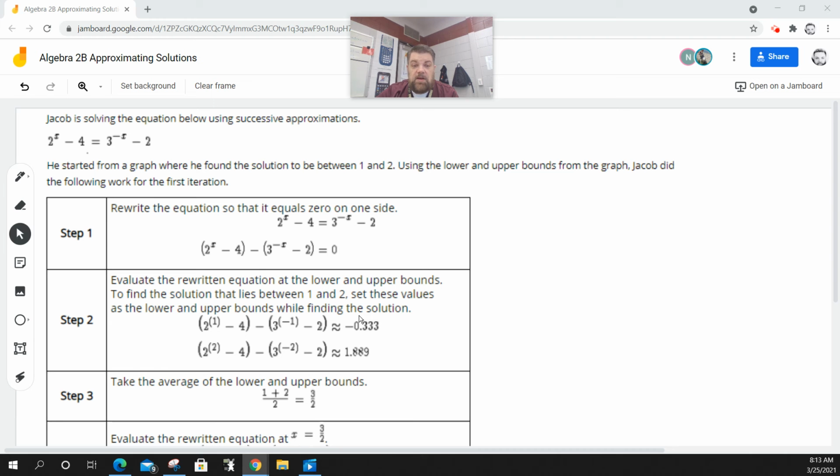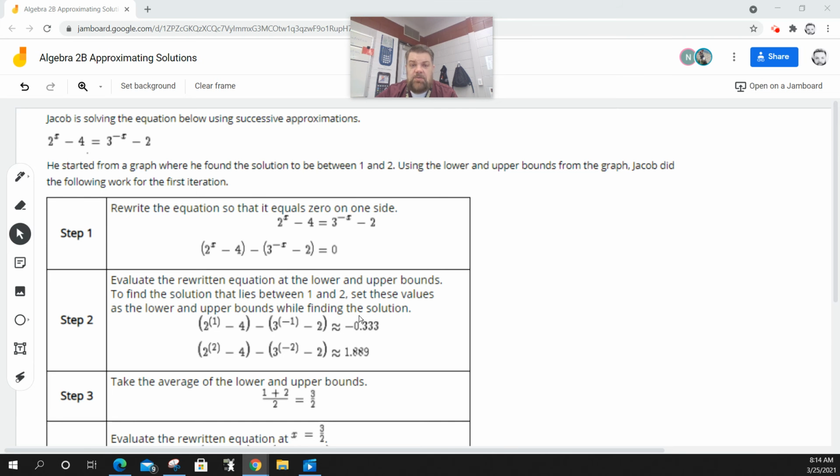So he set his upper bound to 1 and evaluated at 1. Oh, no, I'm sorry. Step 1, he set the equations equal to each other, then solved for 0. Then he evaluated it in step 2. He evaluated the equation at 1. In other words, he plugged in x equals 1, and then he evaluated it at the upper boundary of 2. And so he had a negative value and a positive value.